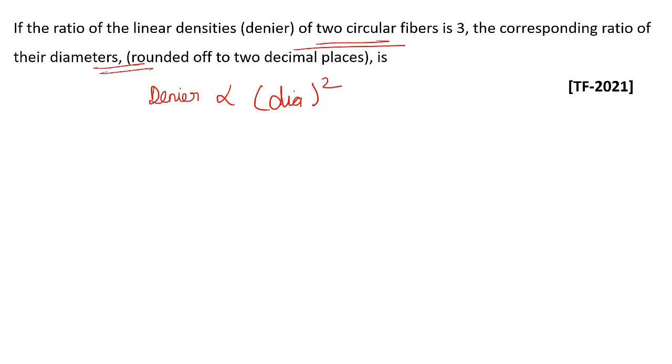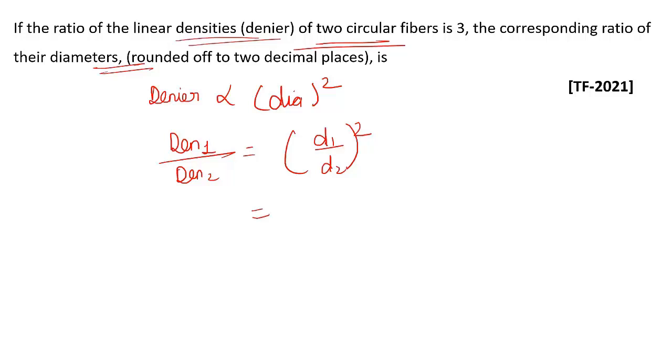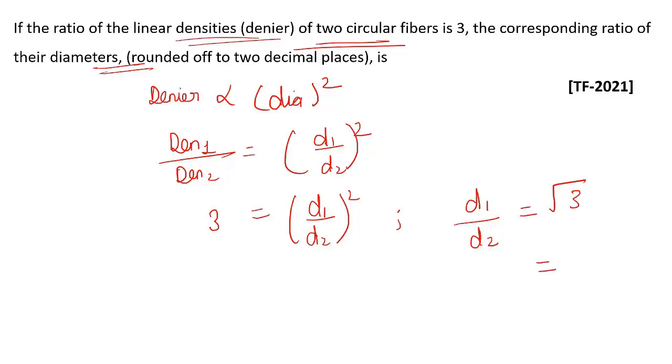So two deniers are given. Linear density in deniers is given as 3. So denier 1 upon denier 2 is equal to d1 square upon d2 square. The ratio of denier 1 upon denier 2 is given as 3, so d1 upon d2 square is 3. You have to find the ratio of the corresponding diameters, means the ratio of d1 to d2. So d1 upon d2 will come out to be under root of 3, and under root of 3 is 1.732.